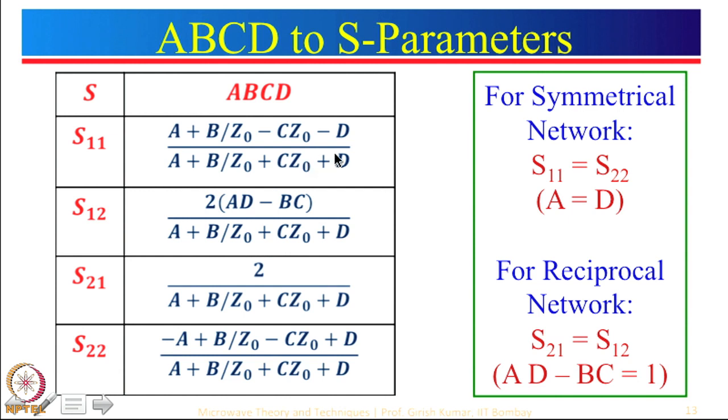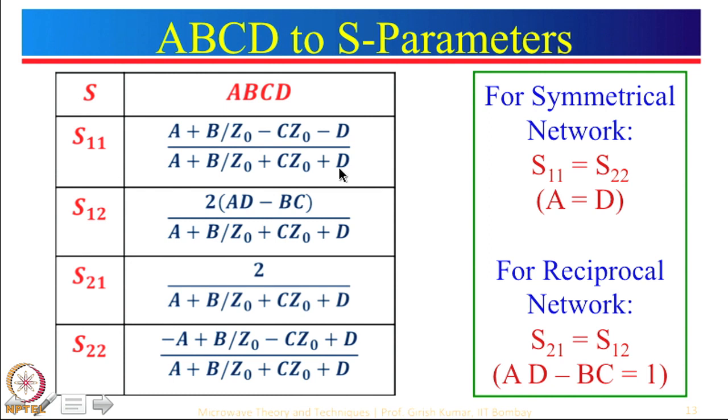So, in fact, it is sometimes easier to remember if, instead of writing capital A, B, C, D, you write in terms of normalized values. If all these are normalized and you represent them as small a, b, c, d, then this will become small a plus b plus c plus d. So, you do not have to worry about remembering these Z0; just think of these as normalized quantities. Now, if you look at all these S parameters, the denominator is exactly the same, which is nothing but small a plus b plus c plus d.